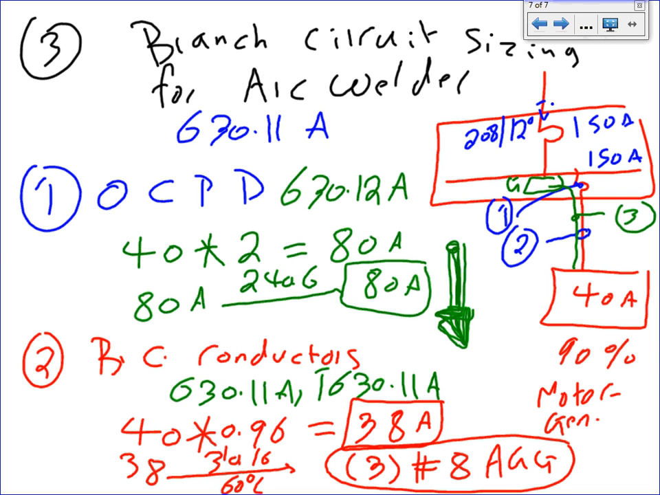Looking at it backward, had I come up with a number here that is actually less than 80, you might have to up this one, or lower the overcurrent protection device, either way. But most of the time, guys, if you size based on this, you're good to go. Any question about BC conductors, branch circuit conductors?